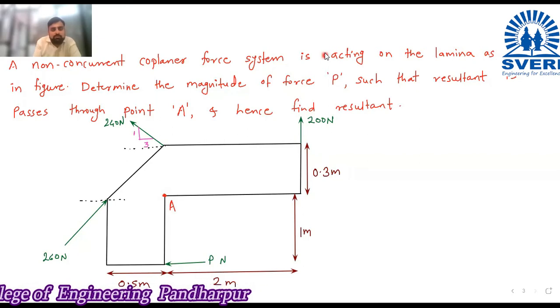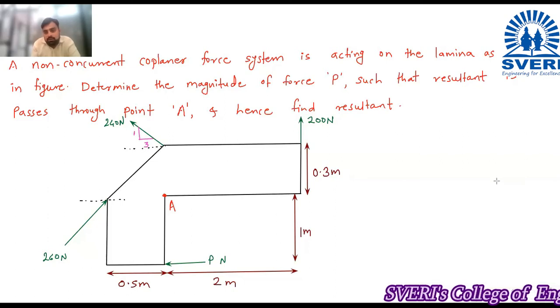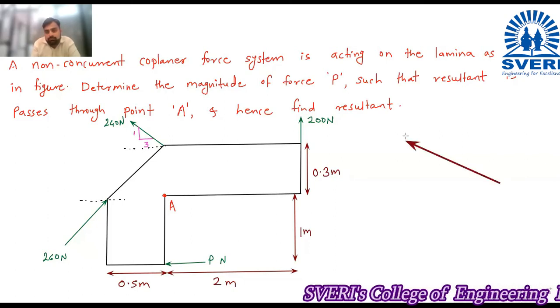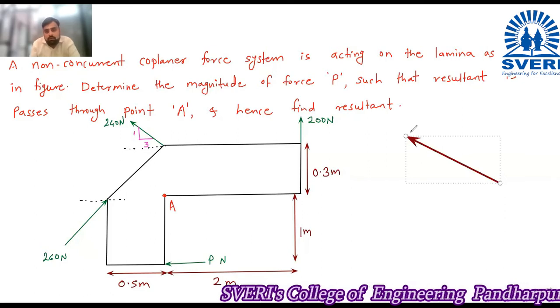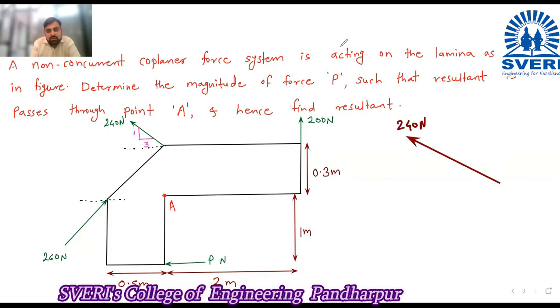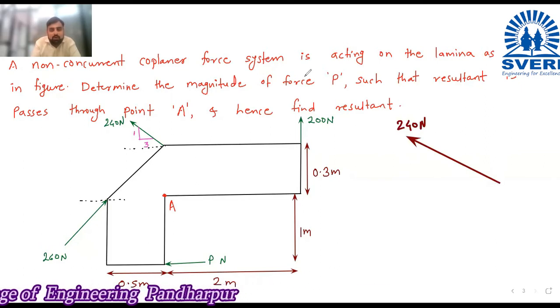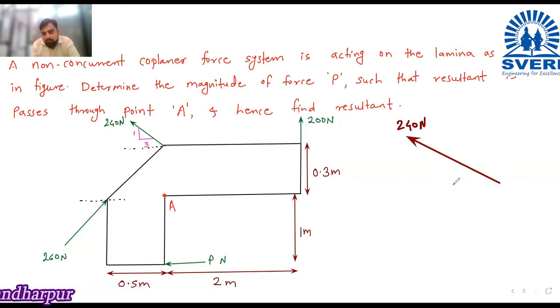Now suppose first we will think about this 240 Newton force. Now I will draw a separate diagram for that, so it will be easier for you to understand. So here, see, this is the force of 240 Newton. Now what is the angle of inclination? The angle of inclination is not given to us. So I will draw a horizontal line so that we can measure the angle easily with the horizontal. So this is the horizontal line.